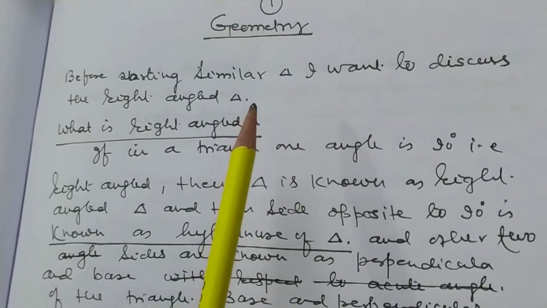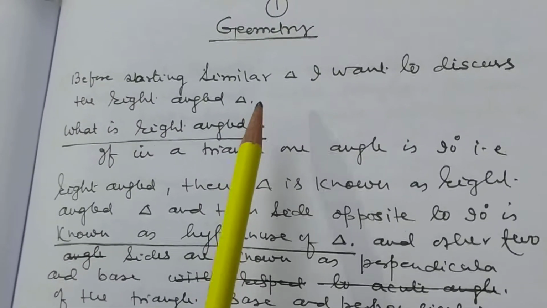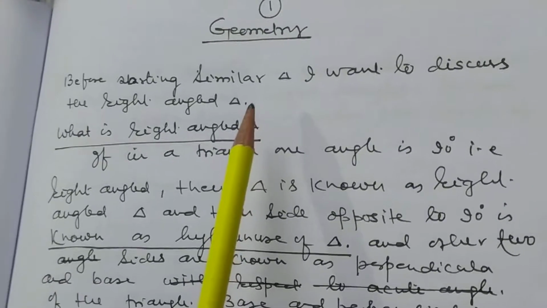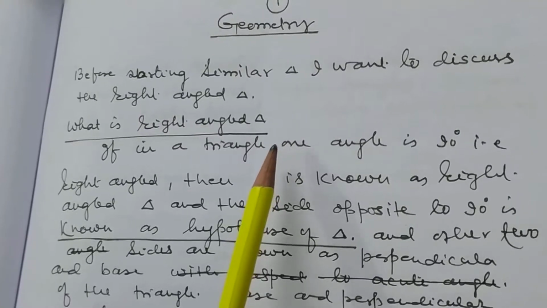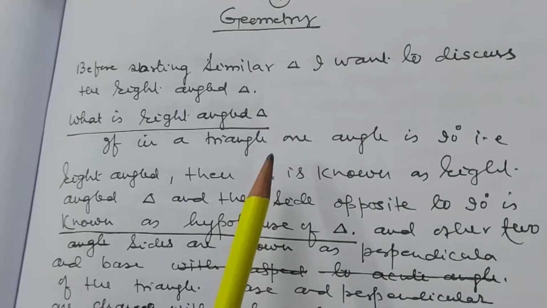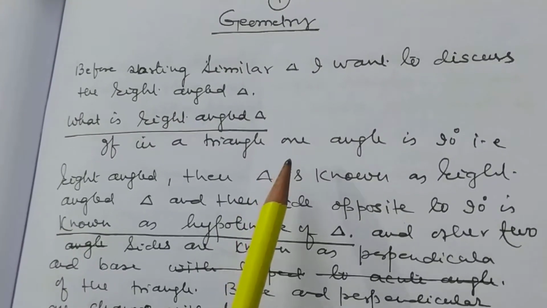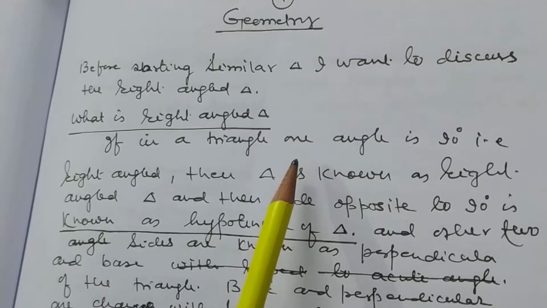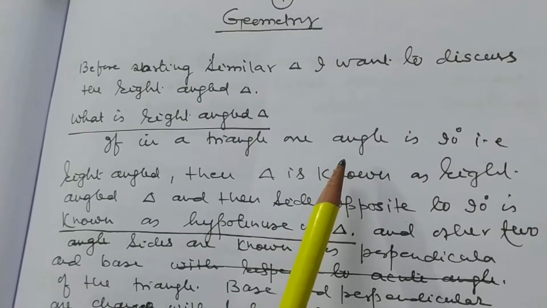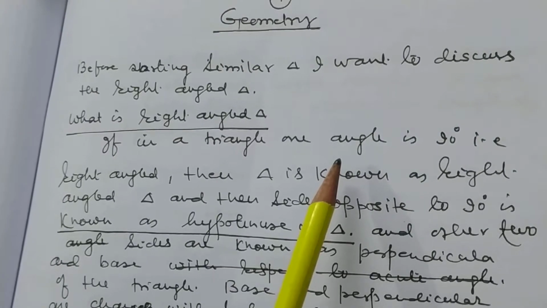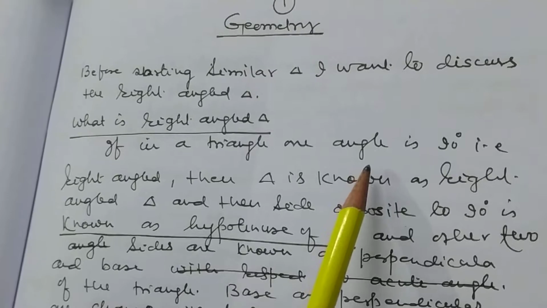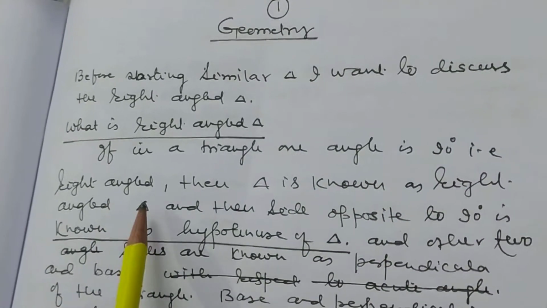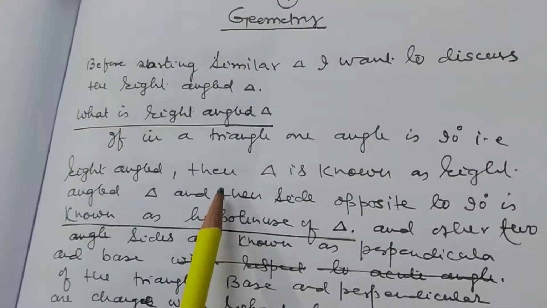So, because you are familiar with right angle triangle, I want to start the problems from right angle triangles. What is right angle triangles? How will you decide the triangle is right? I will discuss all these things. If in a triangle, one angle is 90 degree, then it is known as right angle triangle.